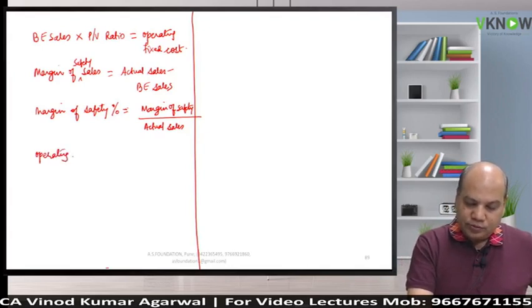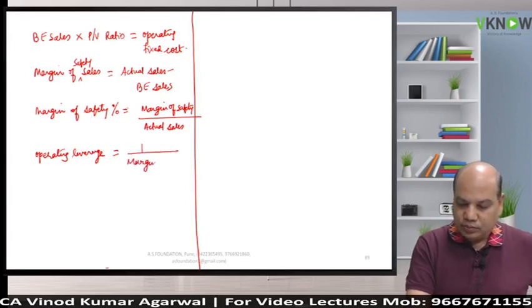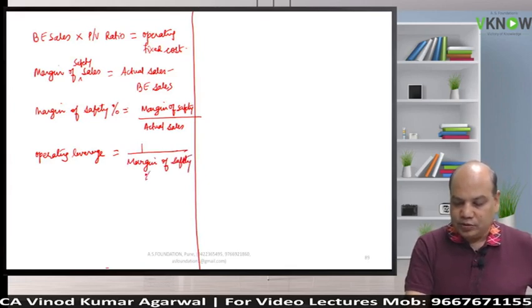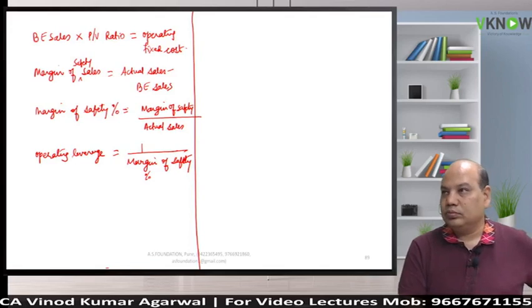Operating leverage is 1 upon margin of safety percentage. So sometimes in some question margin of safety will be given as 0.5. So 1 divided by 0.5, it means operating leverage is 2. Is it right?